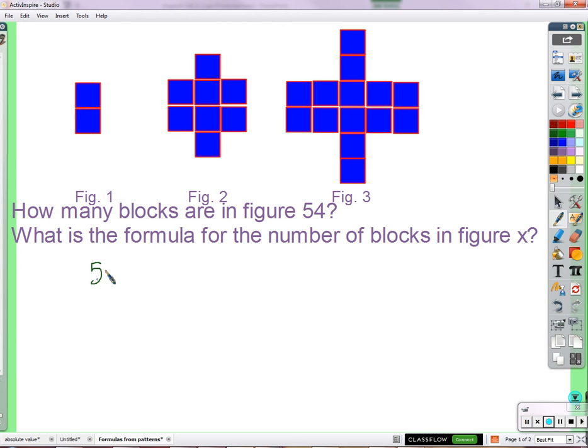Okay, now why is that? Because you took one step. You started from figure 1. And it takes 53 steps to get to figure 54. Right. 1 step to get to figure 2, 2 steps to get to figure 3, 3 steps to get to figure 4.